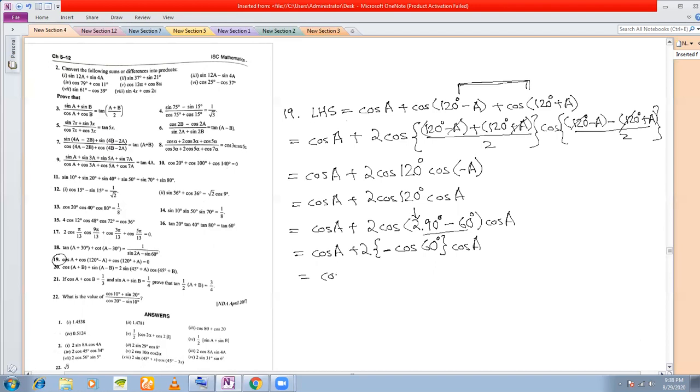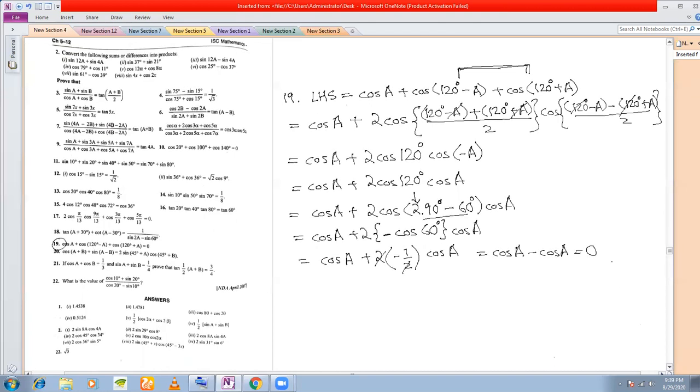So you get cos a plus twice of minus half, cos 60 is half, cos a. Now these two cancel here. You simply get cos a minus cos a, which is equal to 0. Okay, so this is your RHS. This is what we had to show. Okay, and we'll do the next one.